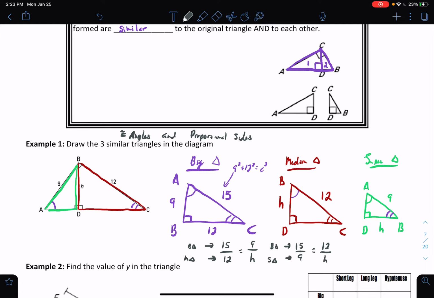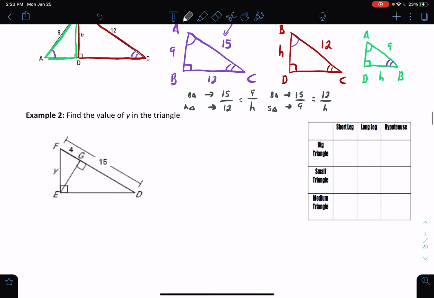I'm getting ahead of myself a little bit because this is what we're going to be doing in example 2. But just to remind you, when you're dealing with similar figures, the angles are congruent and the sides are proportional. So the angles are going to help us figure out what side lengths I can set up in a proportion in order to solve for missing parts. So let's move on to example 2 and let's actually do that.